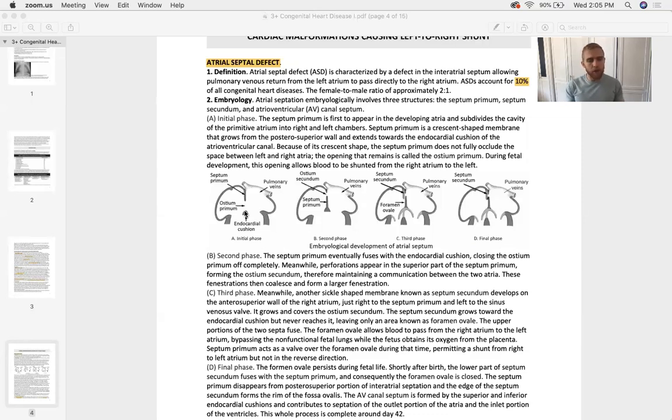The ostium secundum is going to be that hole at the top of the atrial septum, and that can also be patent if the septum secundum fails to form. Now, when the septum secundum drops down, it's going to kind of align with the septum primum, but there will still be a potential space in between these two septums. And that space is called the foramen ovale.